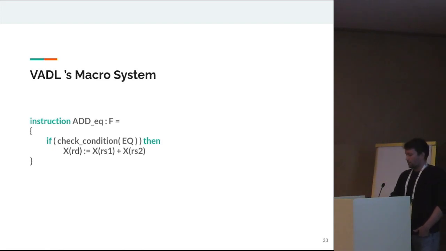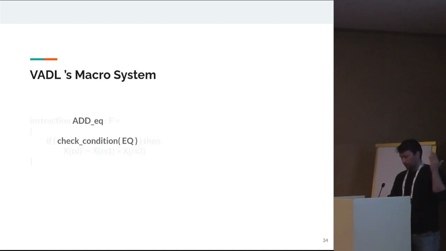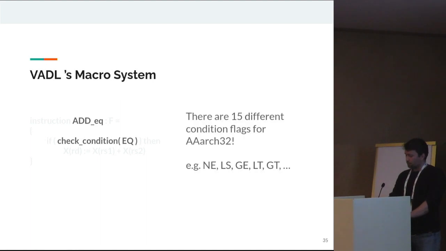So in architectures like ARM, instructions can be predicated. So there is this if statement here that would only execute the instruction behavior if the condition is true. Here it would be that it checks a condition flag. This could be a compare before this instruction. And in our case, it only executes if the compare before this instruction was equal. So these are the interesting parts now. And this brings us to the problem that for the ARM32, we have 15 different of these condition flags. So let's try to pack this into our macro system.